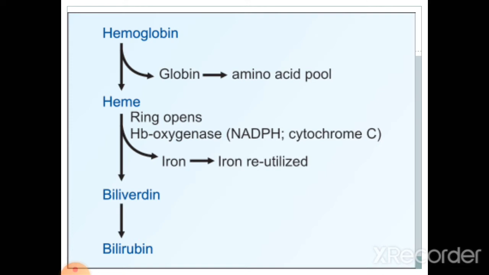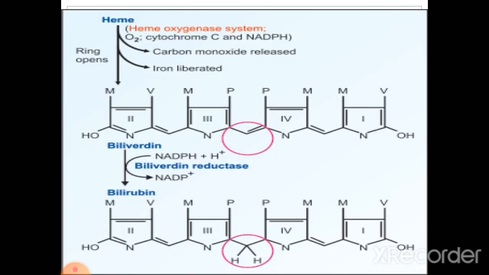Then the iron is liberated from heme and it is reutilized. Then the porphyrin ring is converted into the bile pigments. This takes place in the reticuloendothelial cells of liver, spleen and bone marrow. So, from heme, iron is liberated and it is reutilized.